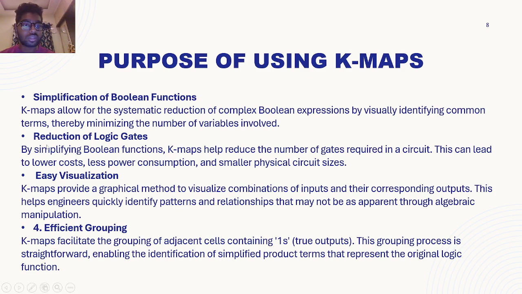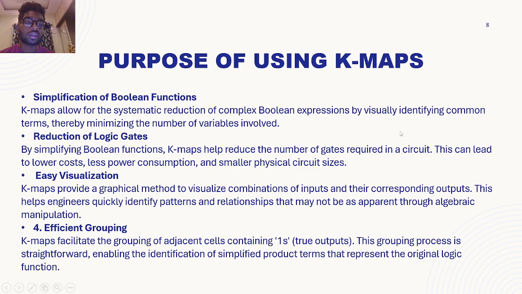Simplification of Boolean functions. K-map allows for systematic reduction of complex Boolean expressions by visualizing and identifying common terms, thereby minimizing the number of variables involved. Reduction of logic gates. By simplifying Boolean functions, K-map helps reduce the number of gates required in the circuit. This can lead to lower cost, less power consumption, and smaller physical circuit size.